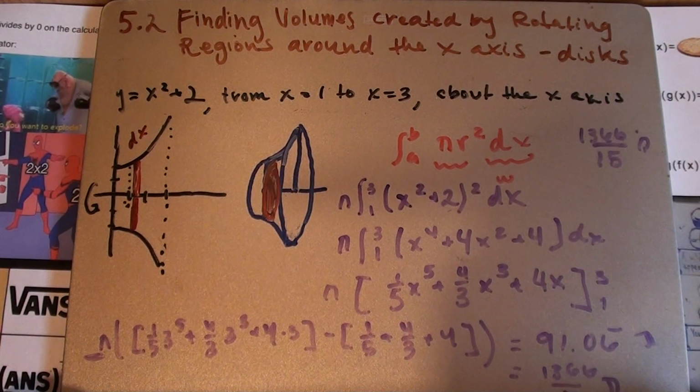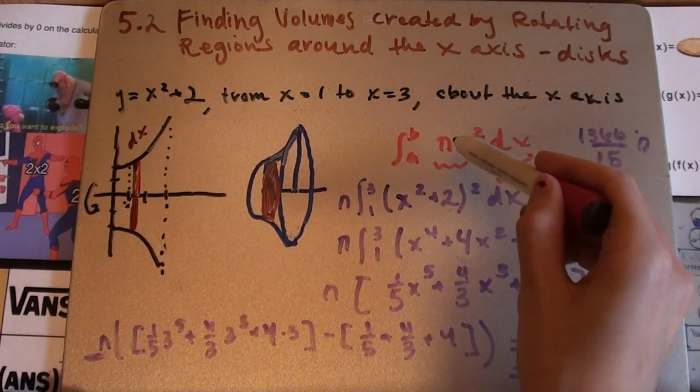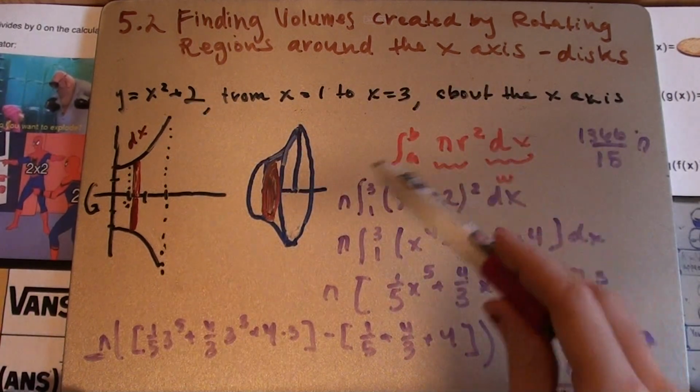And so the way we go about it, like I said, is for the disk method, we can just plug in our radius, which is just the function, and solve from there.